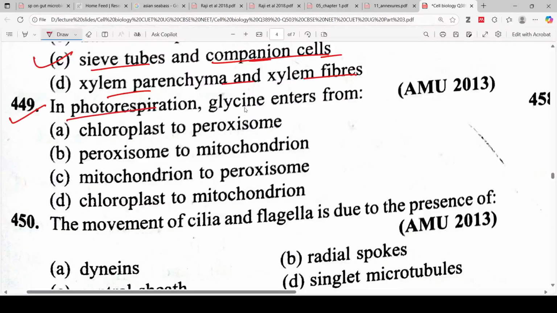Next question. In photorespiration, the glycine enters from option B, peroxisome to mitochondria.